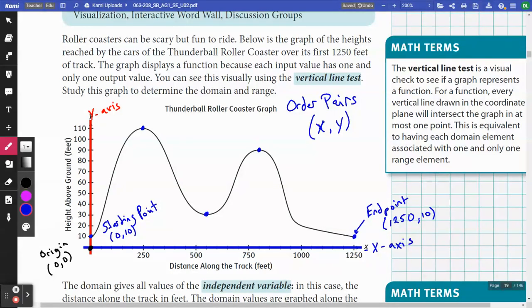Your endpoint's not your starting point. Do they let you stay on and ride the roller coaster again? Nope, you got to get off. All right.